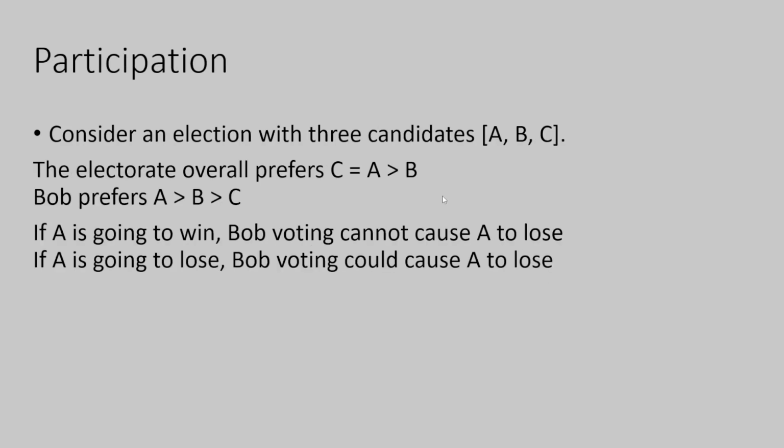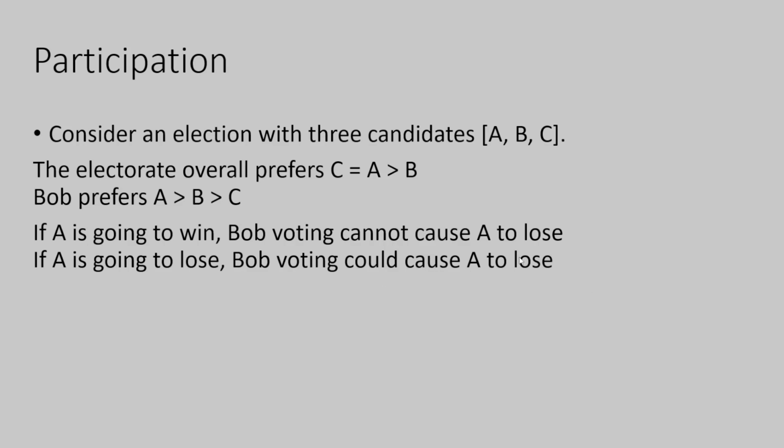Moving on to participation. In participation, voting in an election cannot cause a voter to get a less preferred outcome. Consider an election with 3 candidates. The electorate overall has C equal to A, and both of them greater than B. In other words, there's a tie between candidate A and C. Bob prefers candidate A to B to C. If A is going to win, Bob voting cannot cause A to lose.